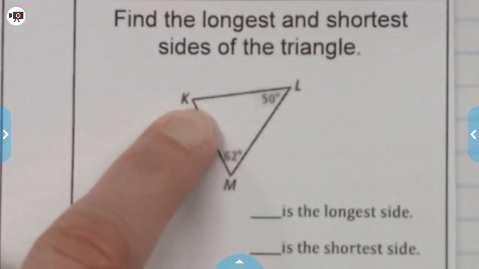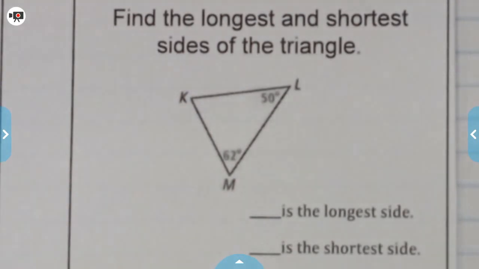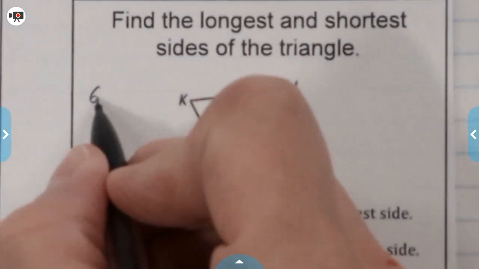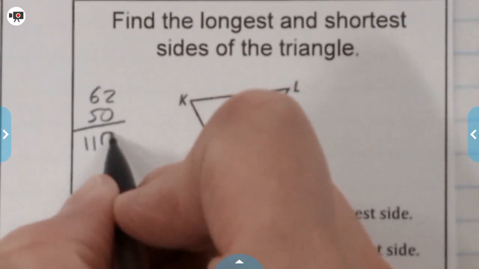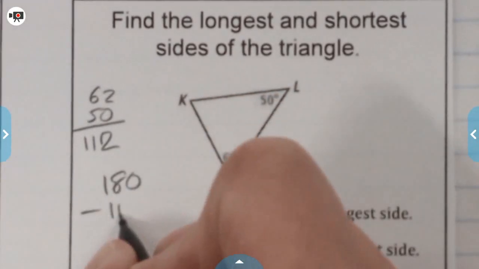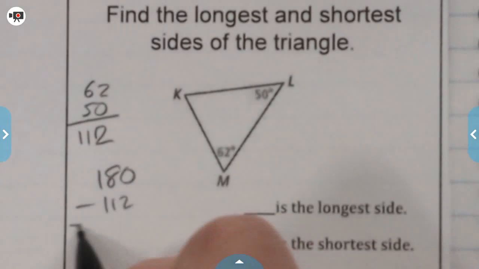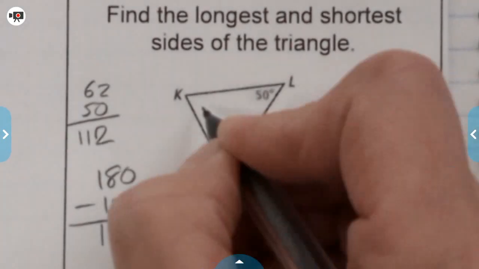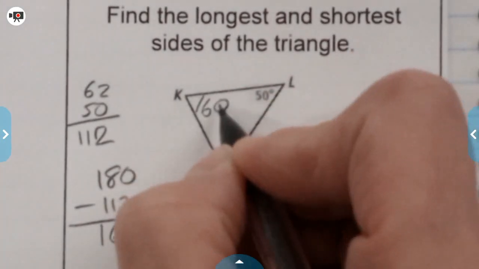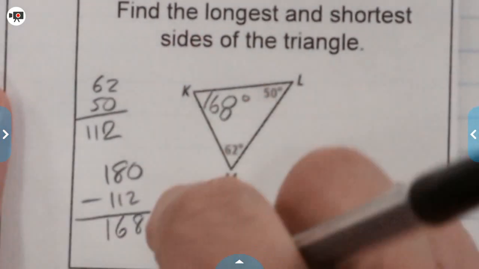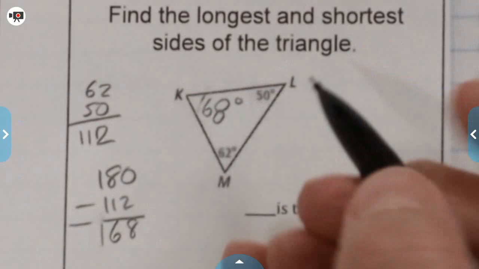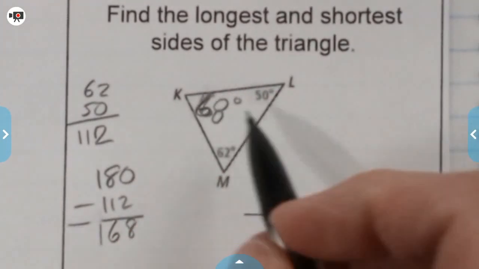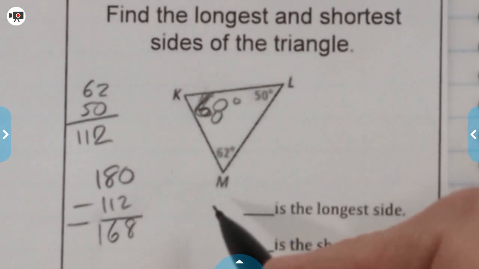So do you remember how to find that third angle in a triangle? What does it add up to? 180 degrees. So I'm going to add the 62 and 50 together, get 112, and then take 180 minus 112, and we get 168. Oh wait, sorry, 68. I was like, wait a minute, not 100. I'm writing it. Okay, so it's 68 degrees. That makes a lot more sense. So now I can look at my three angles and see which one is the largest. So that would be 68.